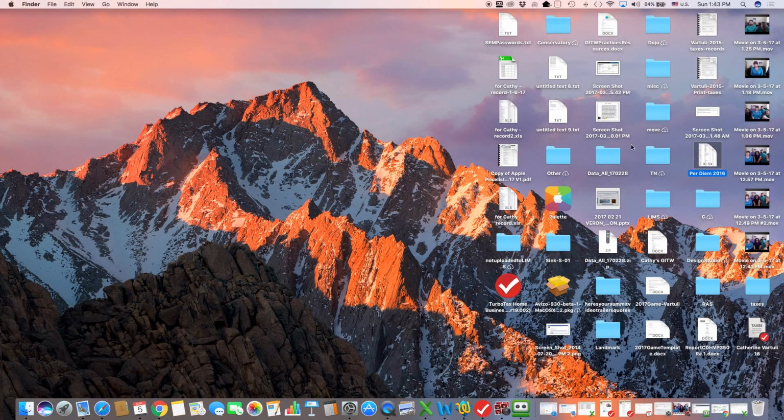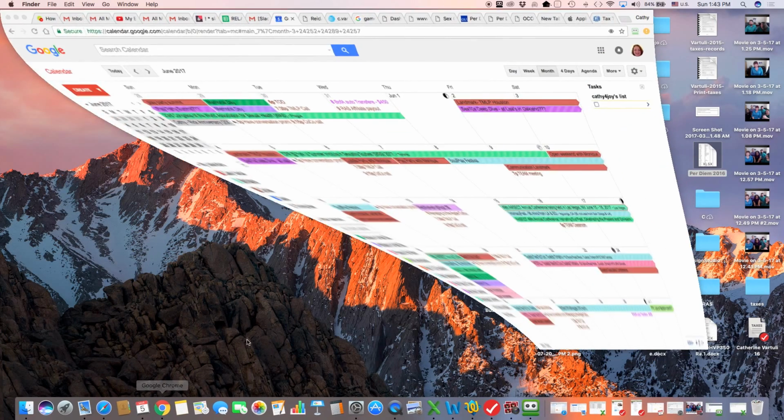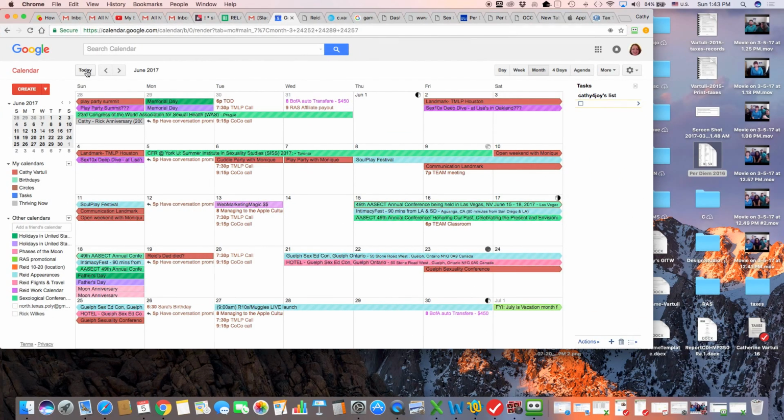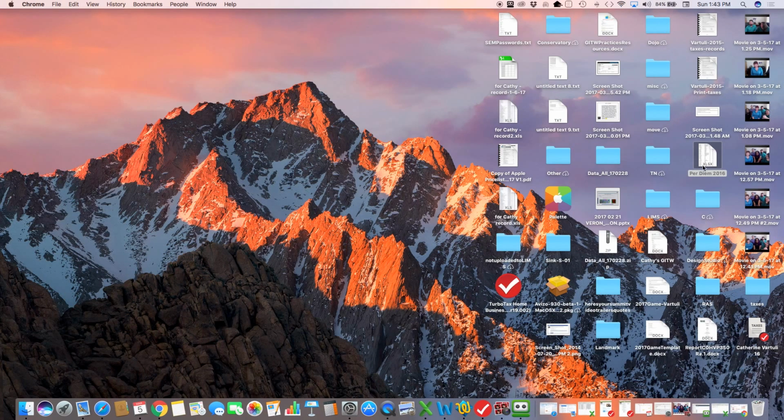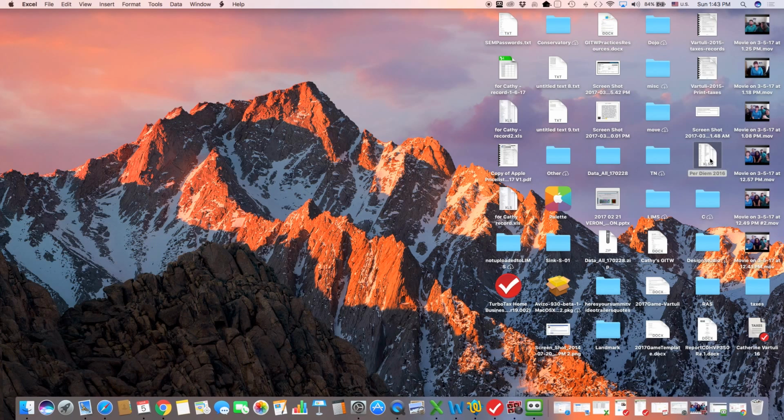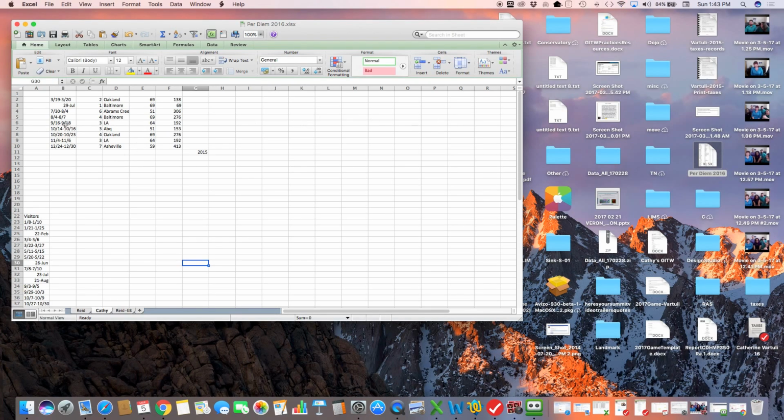Okay. So what I do is I go to my calendar and look at when I traveled the year before. And I make a spreadsheet which I call per diem, where I put down the dates I traveled, the day I left and the day I returned. I put down the total number of days and the place. And I make a list of it. It's a pretty simple spreadsheet.